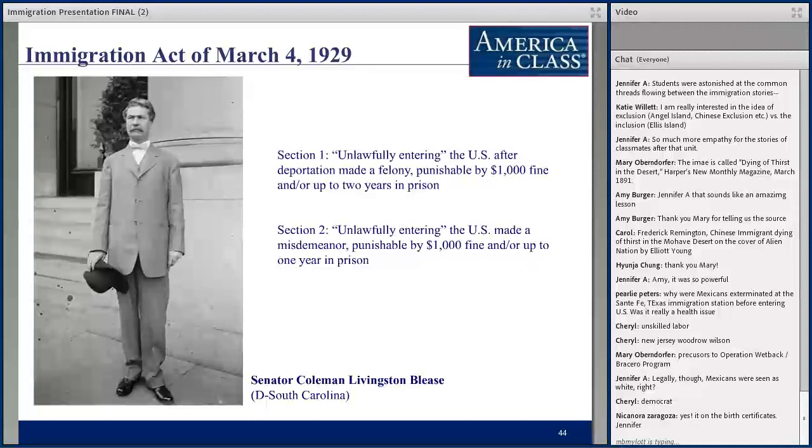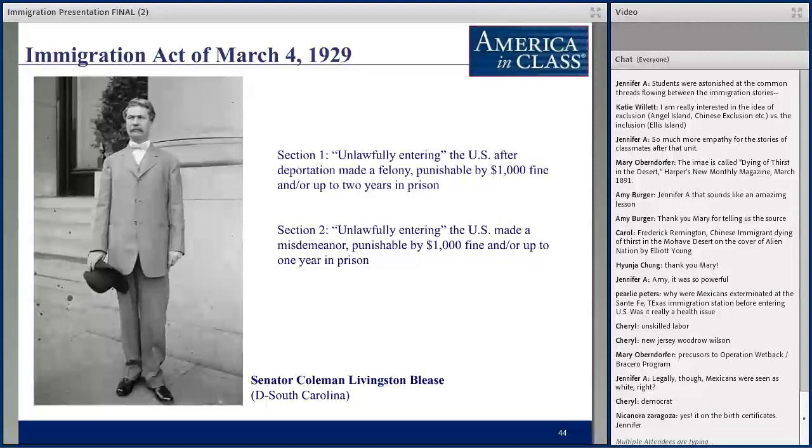So when we talk about the so-called criminal alien, we're really talking about Blease's 1929 law that criminalizes unlawful entry to the United States. About 60% of our undocumented population today entered the country unlawfully. That is a crime punishable by imprisonment. And it was a crime created on March 4th of 1929 that targeted Mexican immigrants in particular.